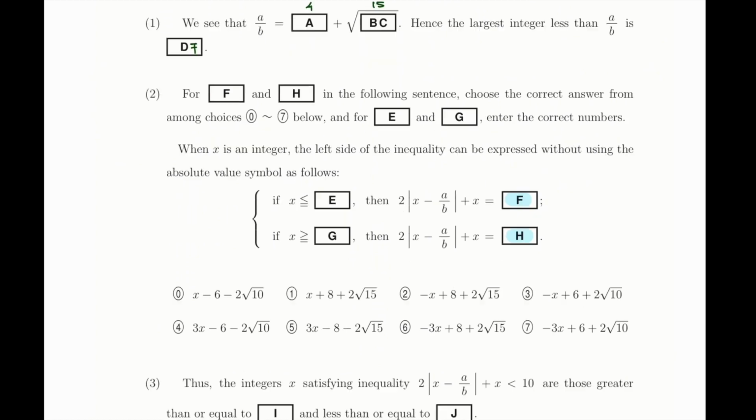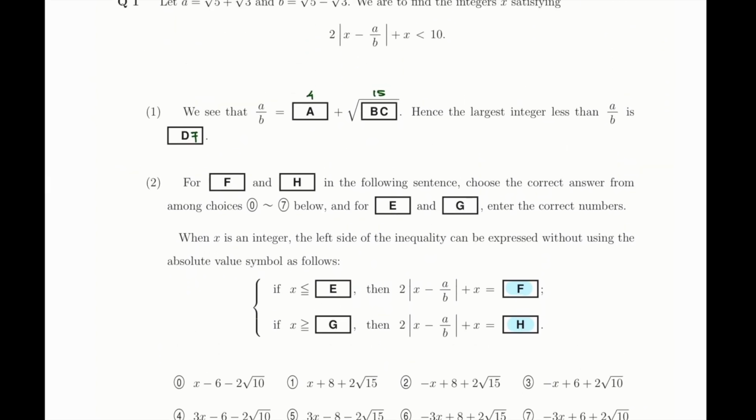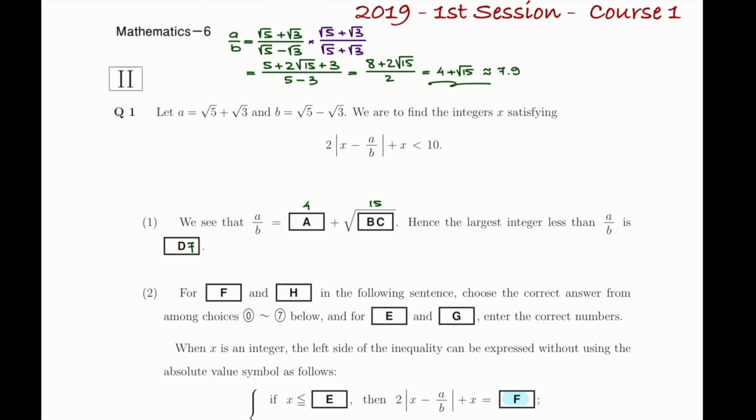The question is, when x is an integer, the left side of the inequality can be expressed without using the absolute value symbol as follows. So the idea is how we eliminate or change the expression of this absolute value so that it becomes an expression with no absolute value symbol. So I do not want this expression to have an absolute value symbol.